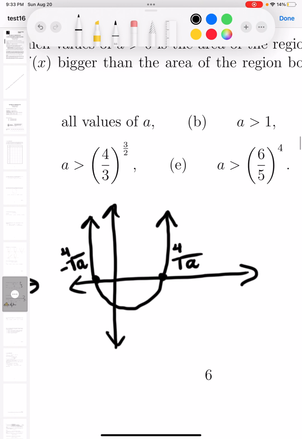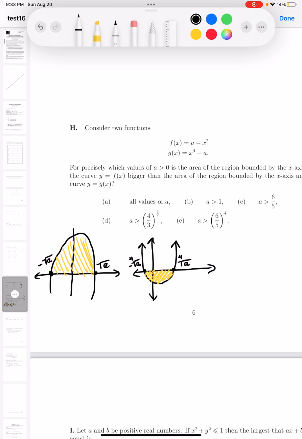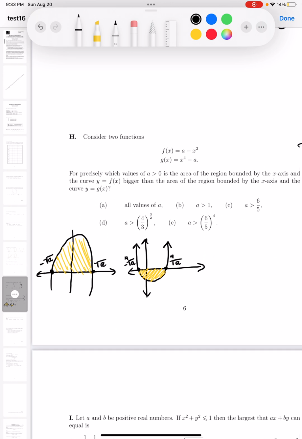Okay, so we want to find this quantity, and then we want to figure out when f of x is greater than g of x, right? I'll put them in yellow so we know that we're referring to the yellow quantities. Okay, let's get right into it.